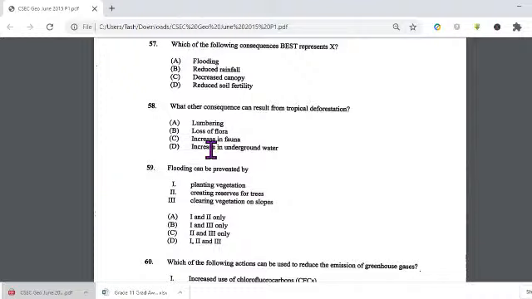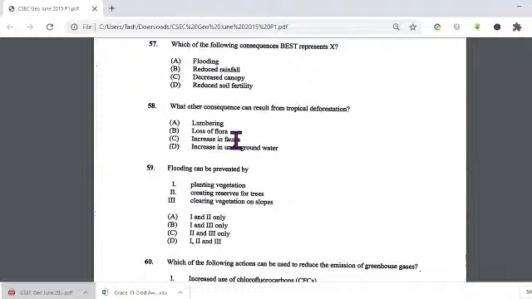And you do not increase the underground water, because remember that the trees would assist in using their roots to let the water flow through the soil. So for 58, our answer would have been letter B, which is loss of flora. Very good, guys.